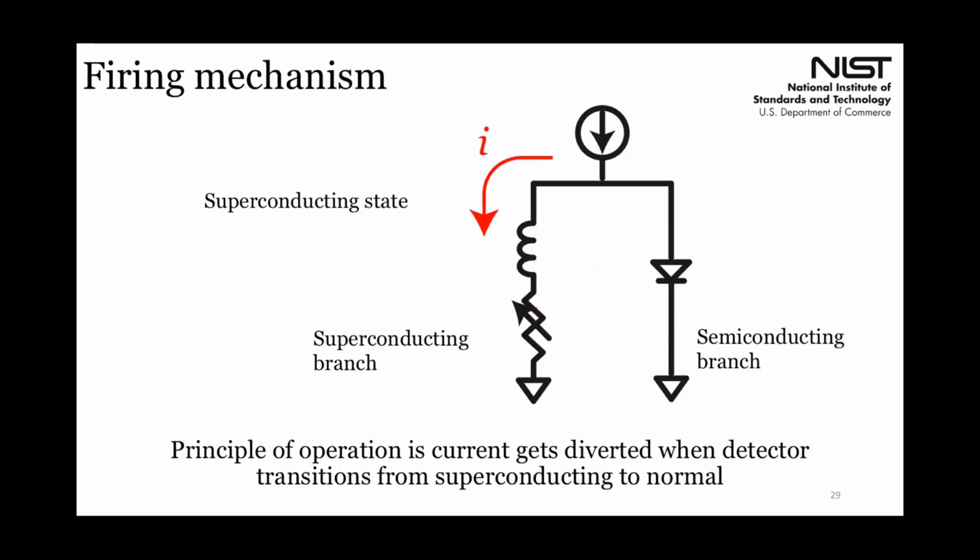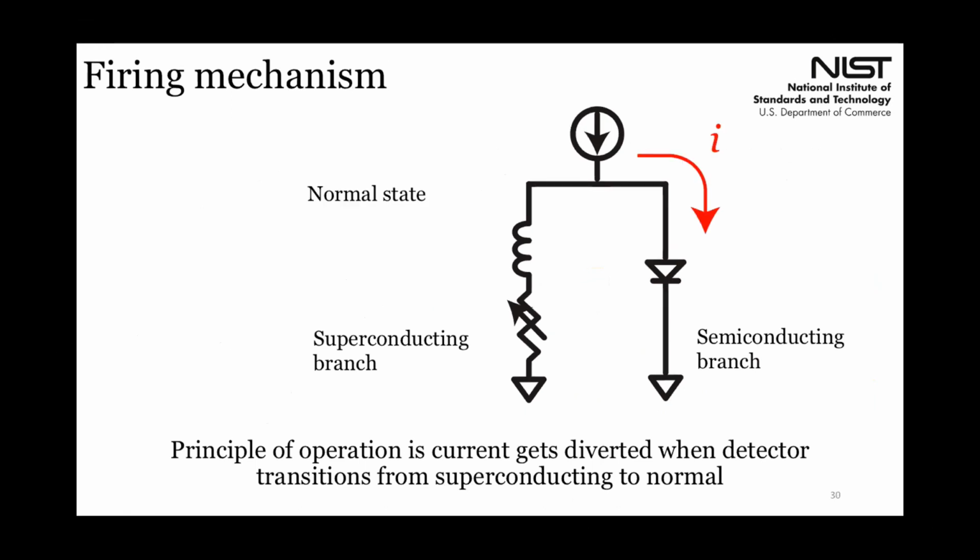Okay, so the firing mechanism in the neuron is conceptually relatively simple. You have a superconducting branch in parallel with a semiconducting branch. Say this superconducting branch is a nanowire detector, and they're current biased. When this branch is superconducting, all of the current goes through the superconducting branch because the resistance is 0. When it detects a photon or is triggered somehow and turns normal, the current is now diverted to the semiconducting branch, in this case an LED, which could fire a photonic pulse.